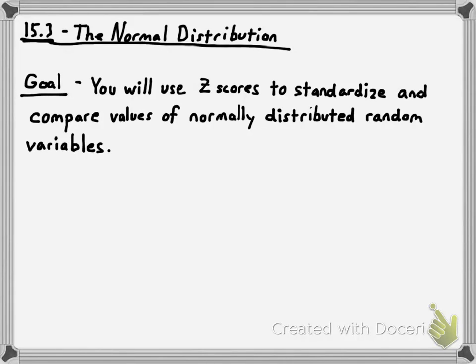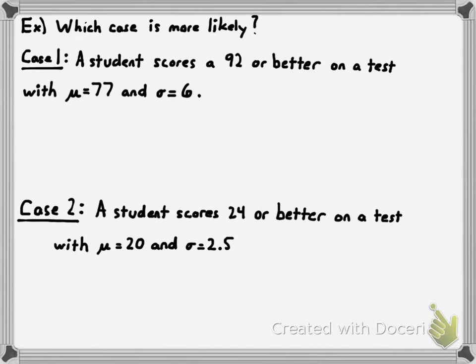Hey, what's up, everybody? We're going to be talking more about normal distributions right now, and we're going to talk about something that's just a very important skill to have when you're analyzing normal distributions, and will become more important the further we go in this chapter. And that is the ability to use z-scores when comparing the values of random variables. And in this video, you're going to use z-scores to standardize and compare values of normally distributed random variables. All right. I'll explain what a z-score is as we go.